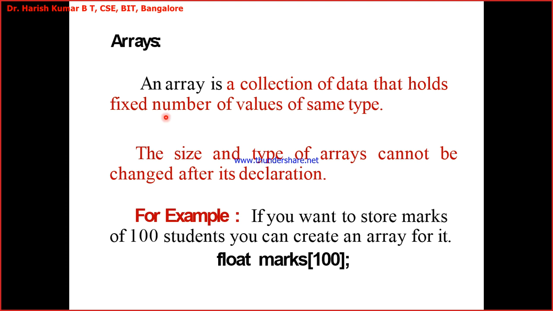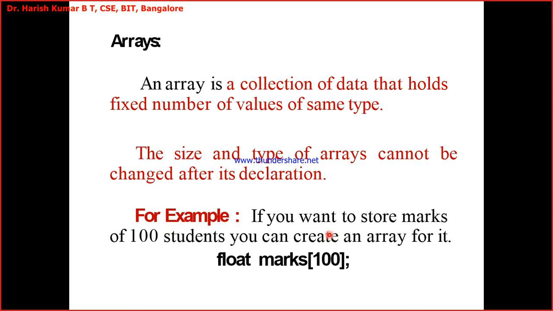Okay. And this is also important. What they hold: a fixed number of values of the same type, a homogeneous collection. The size and the type of the array cannot be changed after its declaration. That means, say once I say int a of 10, after its declaration, when you are running the program, is it possible for you to change the type and the size of the array? It is not at all possible.